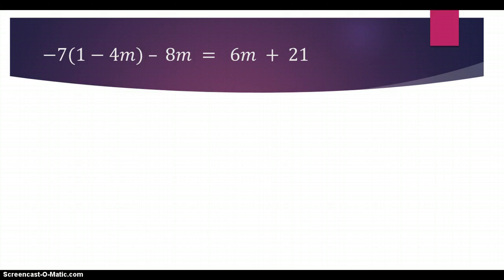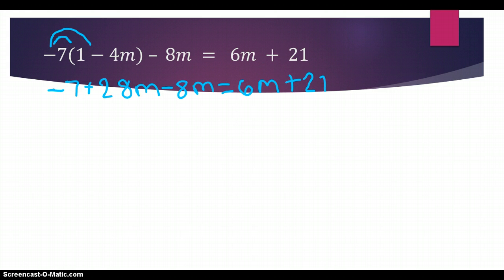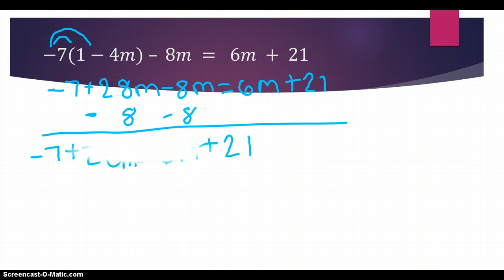-7 times the quantity of 1 minus 4m minus 8m equals 6m plus 21. First, I distributed the -7 to the 1 and the -7 to the 4m and got -7 plus 28m minus 8m equals 6m plus 21. Then I subtracted 8 from 28m and got -7 plus 20m equals 6m plus 21.